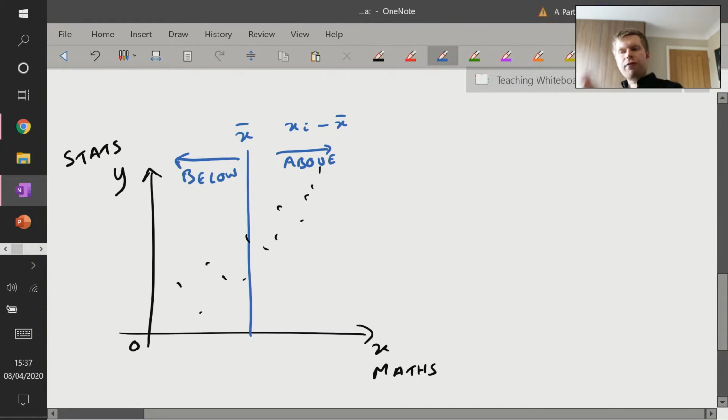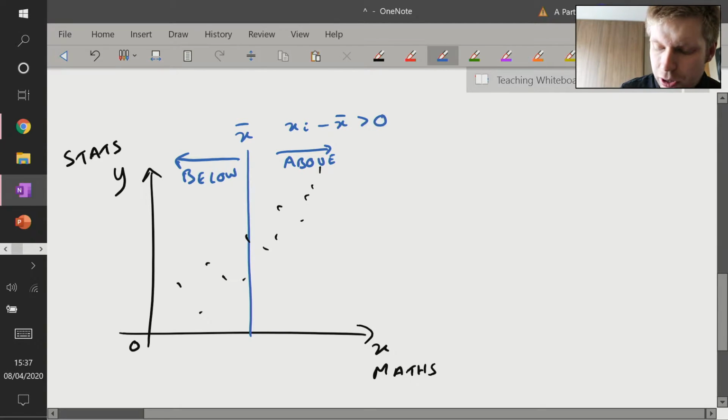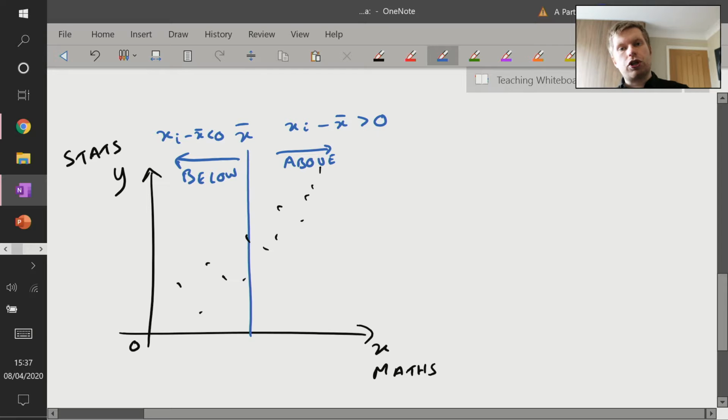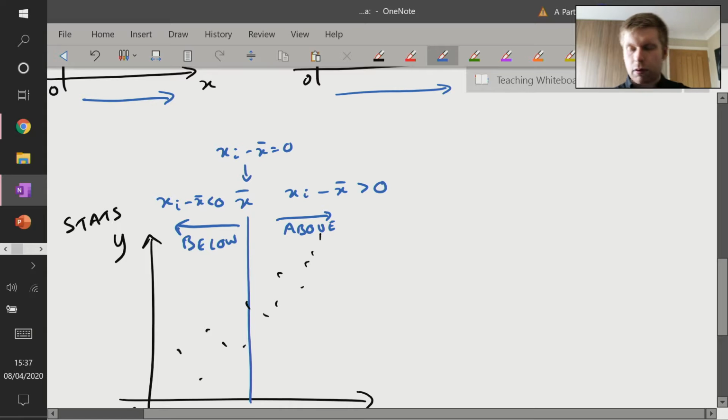Well, if you're above average, when I subtract these two things from each other, that should come out as positive because the score is greater than the mean score. Whereas if I'm looking at people that are below average, then the difference between the actual score and the mean score should be less than 0 because you're below average. And fairly obviously, if you're bang on average, the difference between your actual score and the mean score should be equal to 0, because they should be close to the same thing.